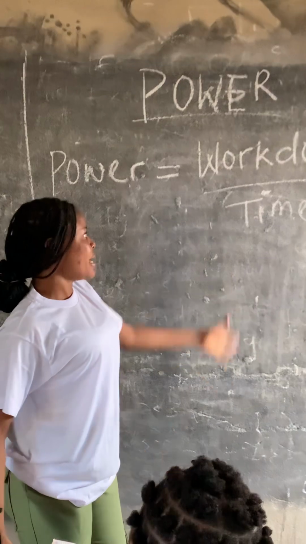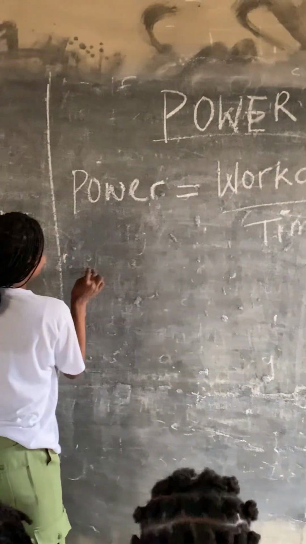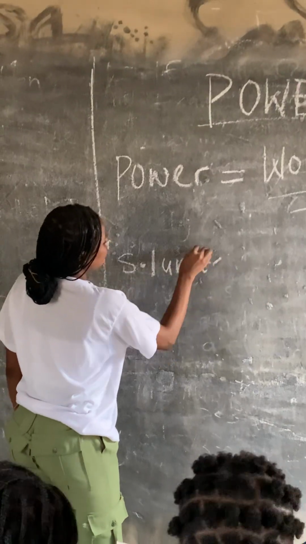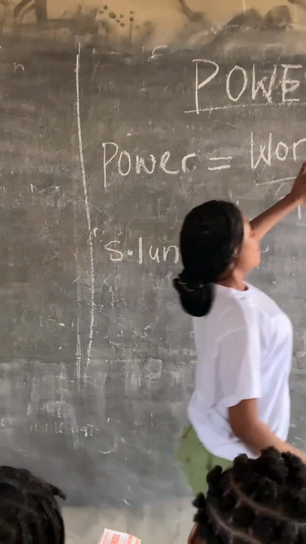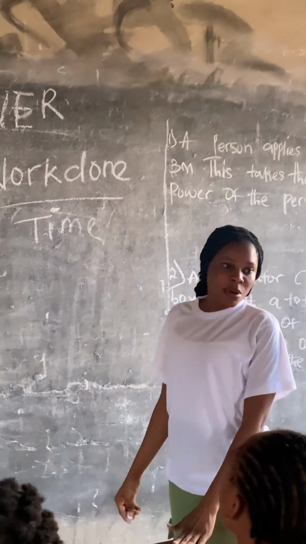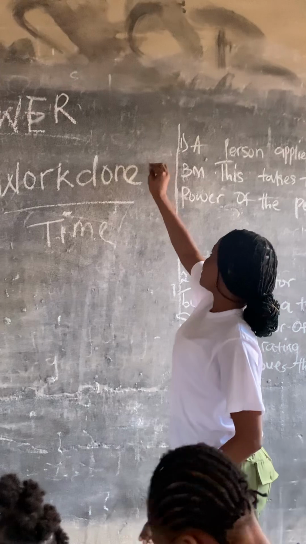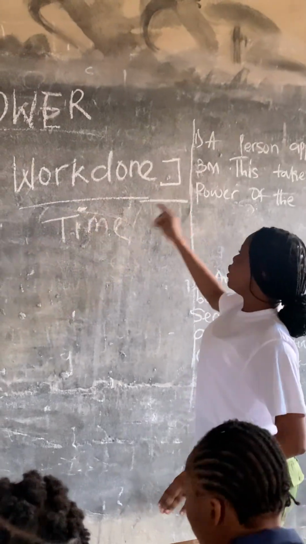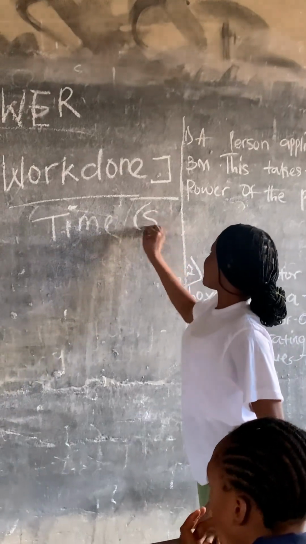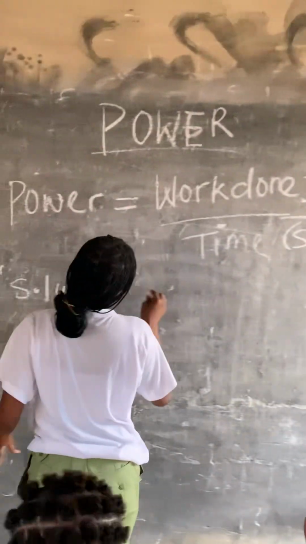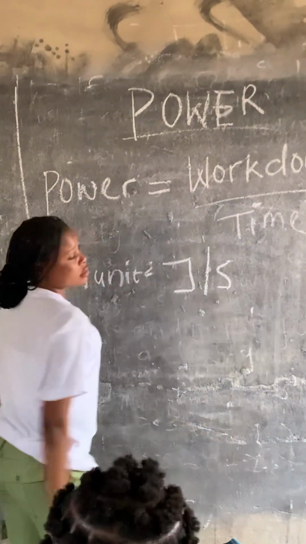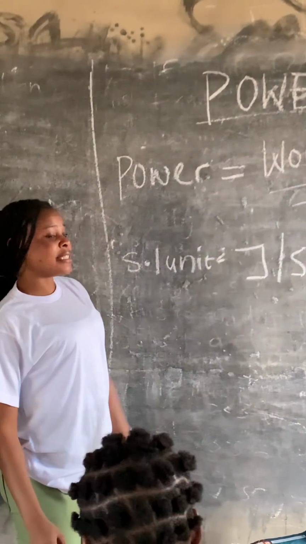So now recall, the SI units for power. When I talked to you about work done, the SI unit for work done is joules, right? Yes. So now that of time is seconds. So the SI unit for power is joules per second. That's the SI unit.